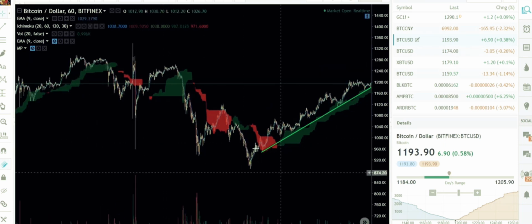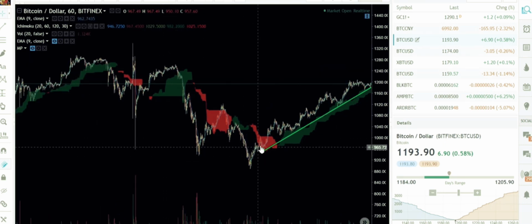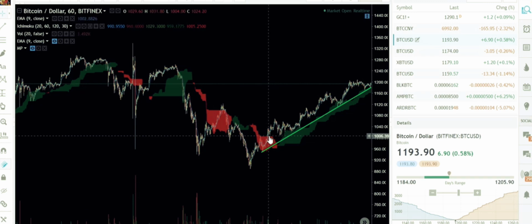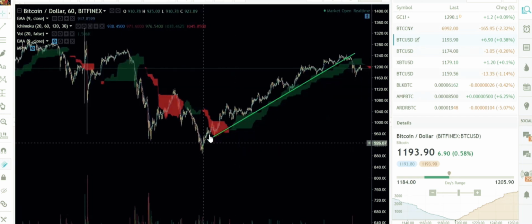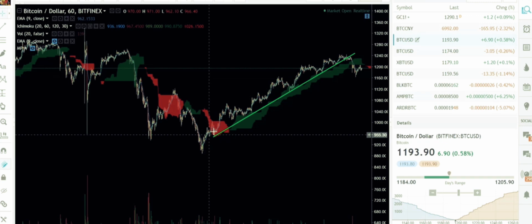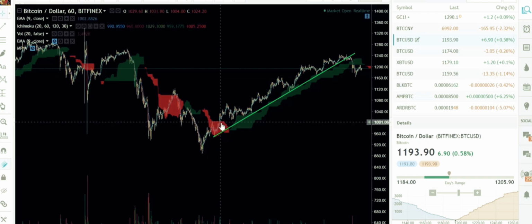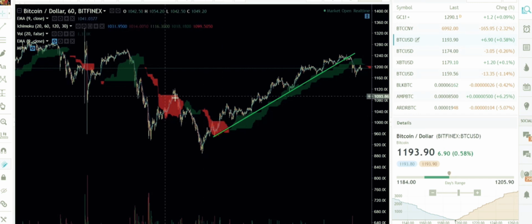So until Bitcoin rallied up right here and got above the Ichimoku cloud again, it was still questionable whether it was going to continue down or not. So this was our first indication here, right here, when it battled right through this hourly cloud and got back on top of the hourly cloud. That was our indication that we're going to possibly turn around here. Okay, it faked this out here. This is the same kind of move, but it didn't maintain above the cloud. It broke right back through the cloud.